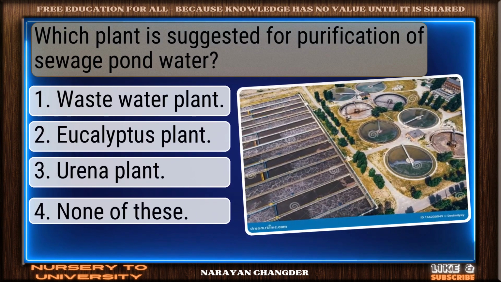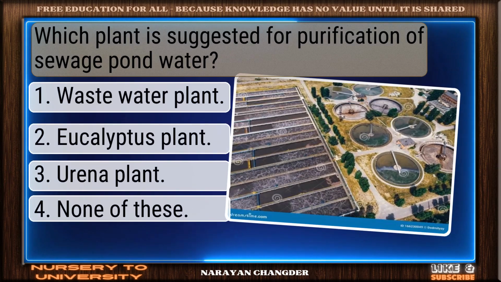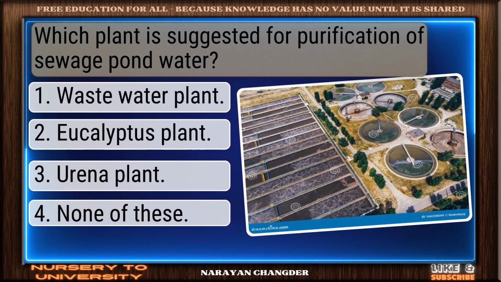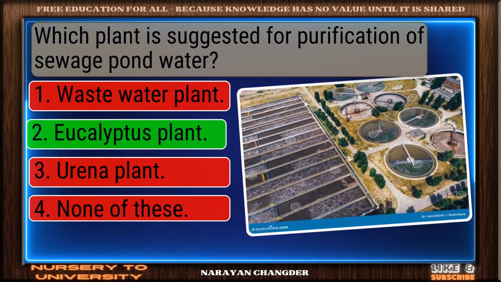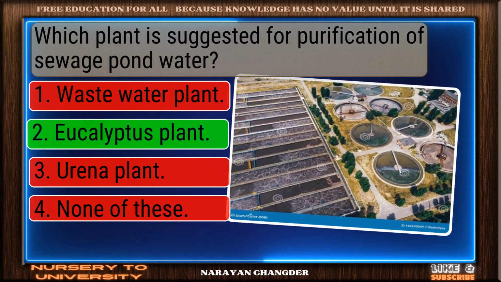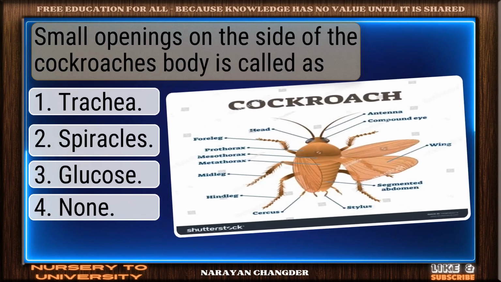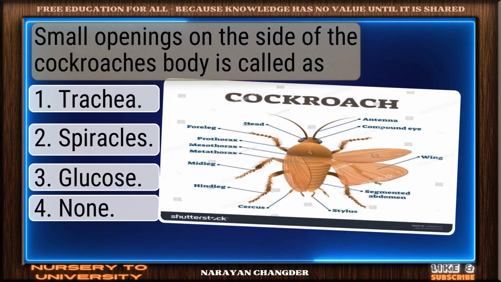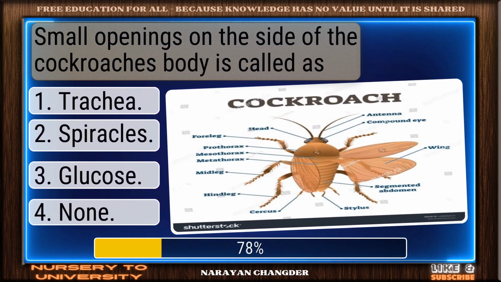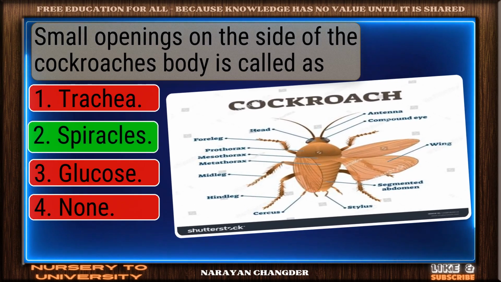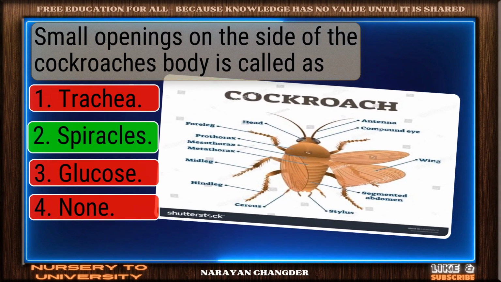Question number 48. Which plant is suggested for purification of sewage pond water? Well picked. Eucalyptus plant is the correct answer. Question number 49. Small openings on the side of the cockroach's body is called as? Smart pick. Spiracles is the correct choice.